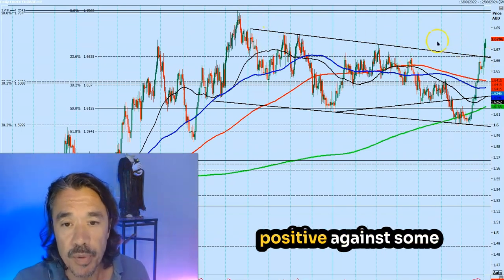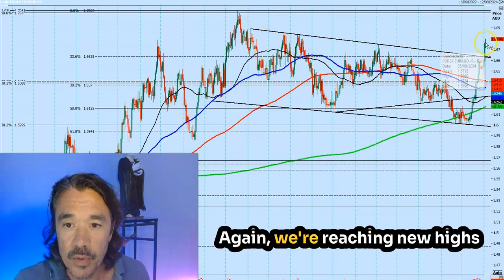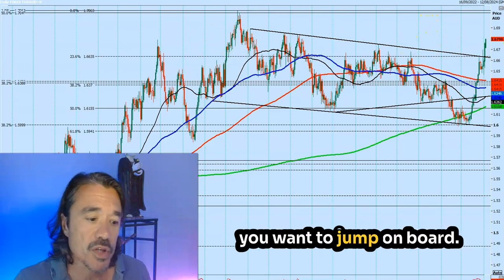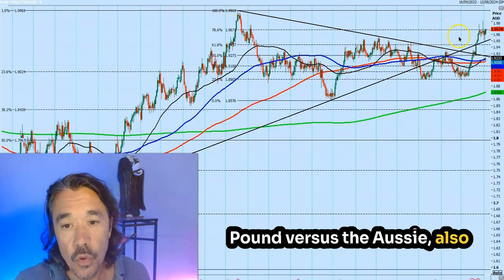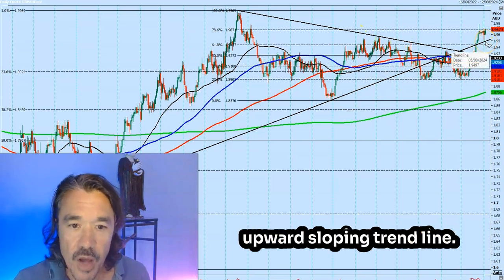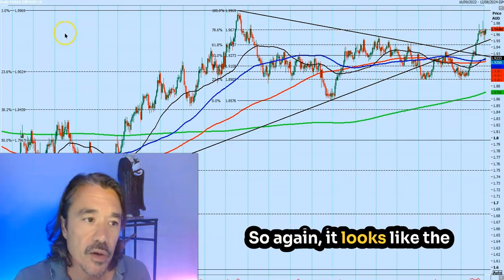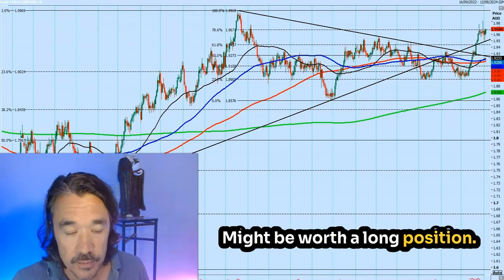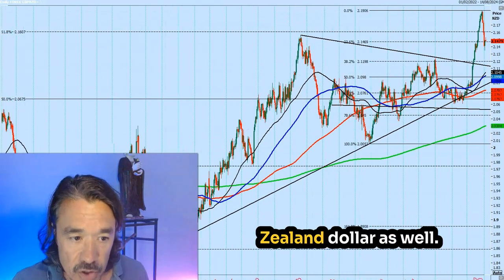Euro looking pretty positive against some of these currencies. Again, we're reaching new highs for the breakout as I speak, so that might be something you want to jump on board. Pound versus the Aussie also showing some strength after breaking above a couple of trend lines here, holding this upward sloping trend line. So again, looks like the pound could be pushing higher against the Aussie, might be worth a long position.